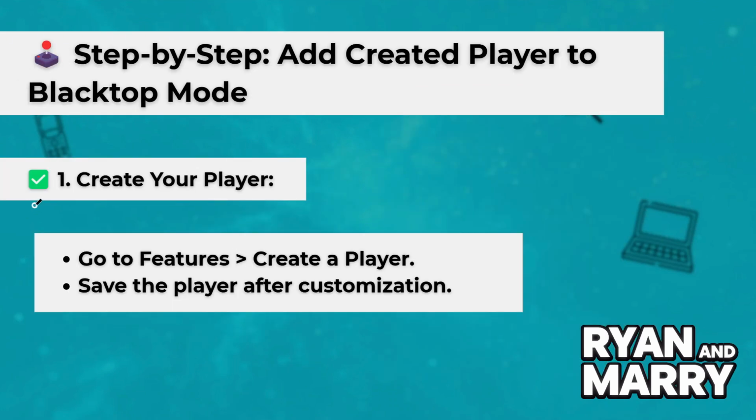1. Create your player. If you haven't created your player yet, go to Features, Create a Player. Save the player after customization.